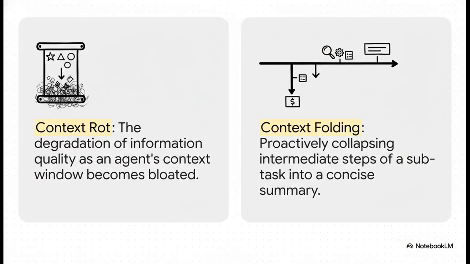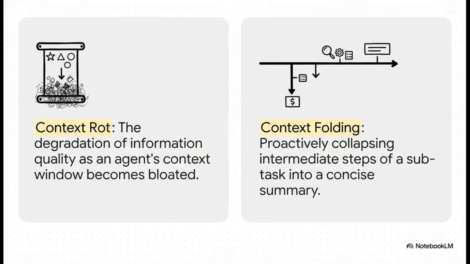The first big problem you're going to hit is context rot. As an agent works on a long task, its memory, that context window, just gets filled up with junk and irrelevant details from hours ago. Performance plummets. The architectural fix is twofold. First, token pruning, which just cleans out redundant info. But the more elegant solution is context folding.